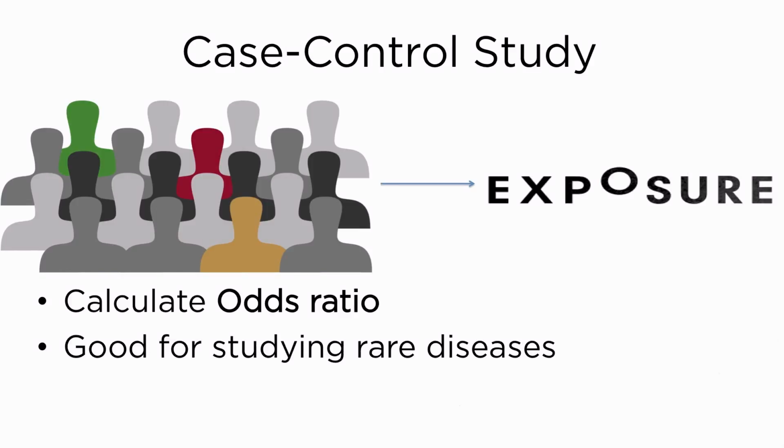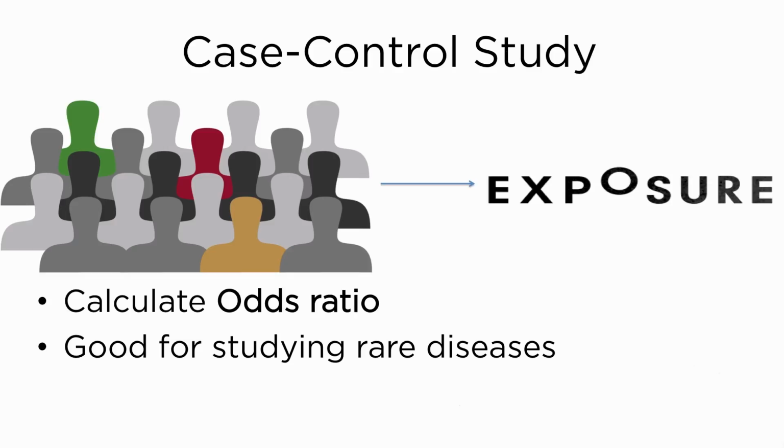The case control study design is sort of the reverse of a cohort study. In this case, you are starting with a known disease status, and then you're going back to determine the particular exposure or risk factor in question. This is going to give you a calculation of the odds ratio and is good for studying rare diseases.